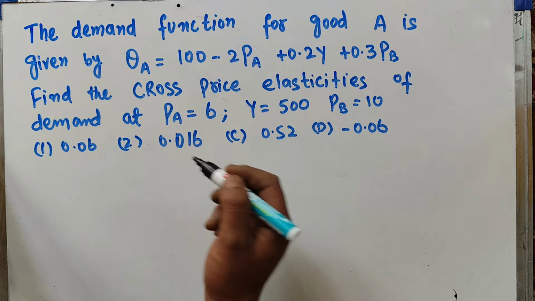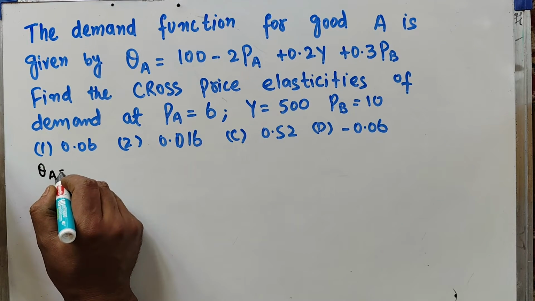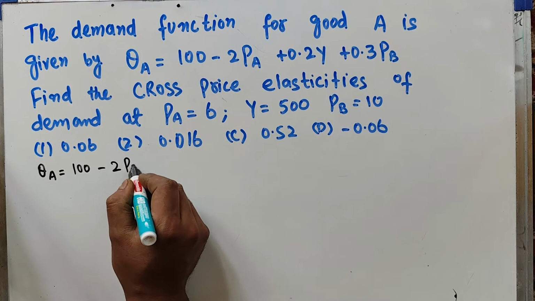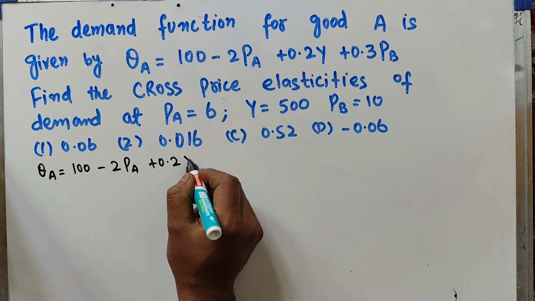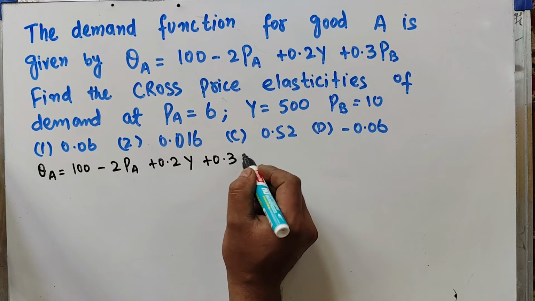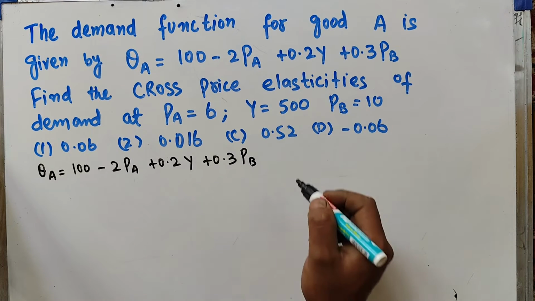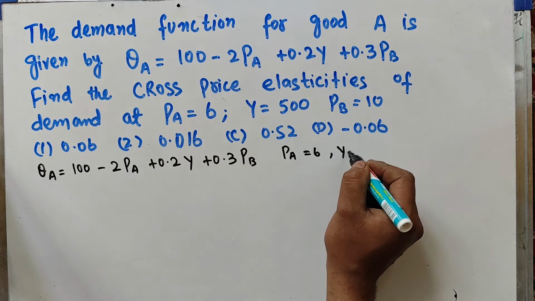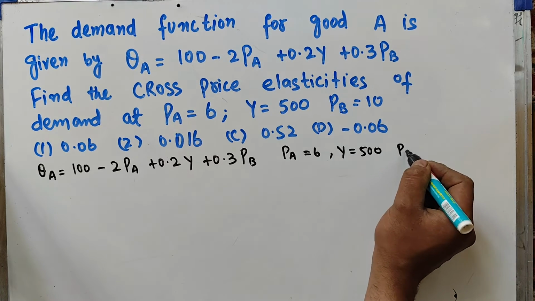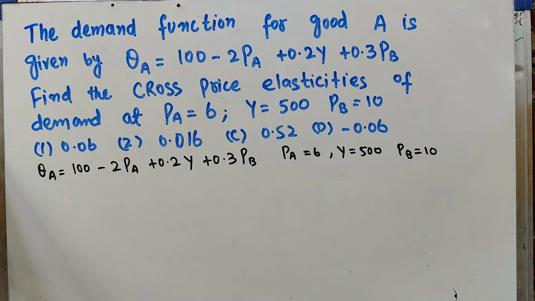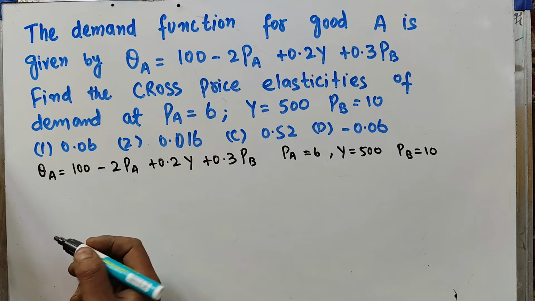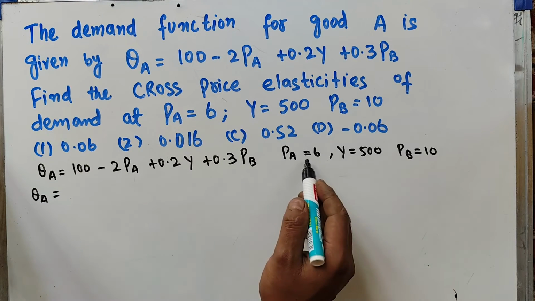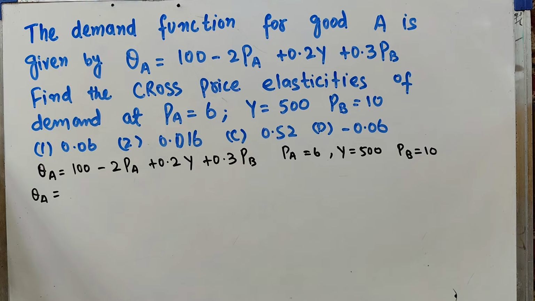Okay, so what we are being given: QA, the quantity demanded of good A, is equal to 100 minus twice price of A plus 0.2 times the income plus 0.3 times the price of good B. Also we are being given the values, that is price of A is equal to 6, income is 500 and price of B is equal to 10. So let us first find out the quantity demanded of good A at these values.